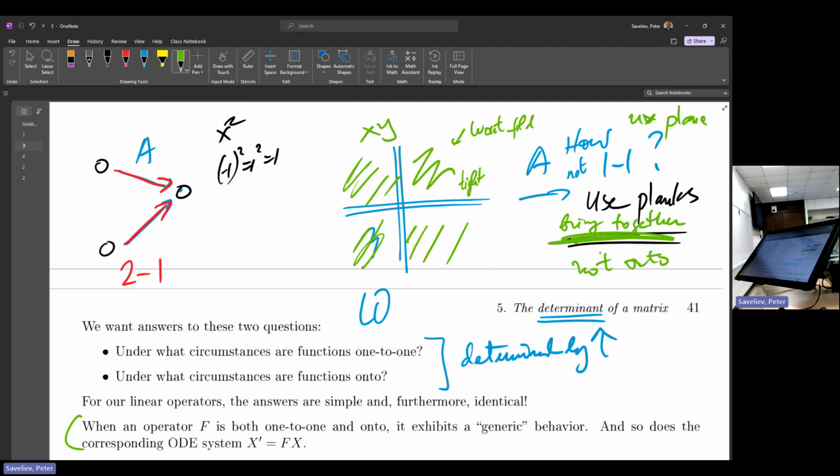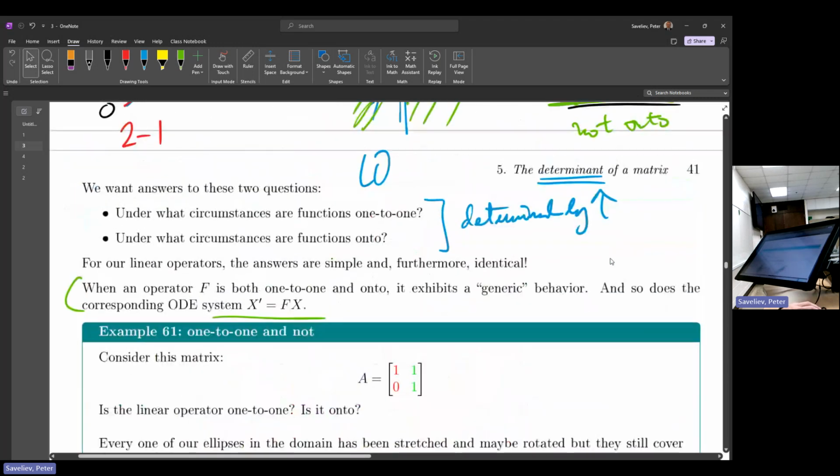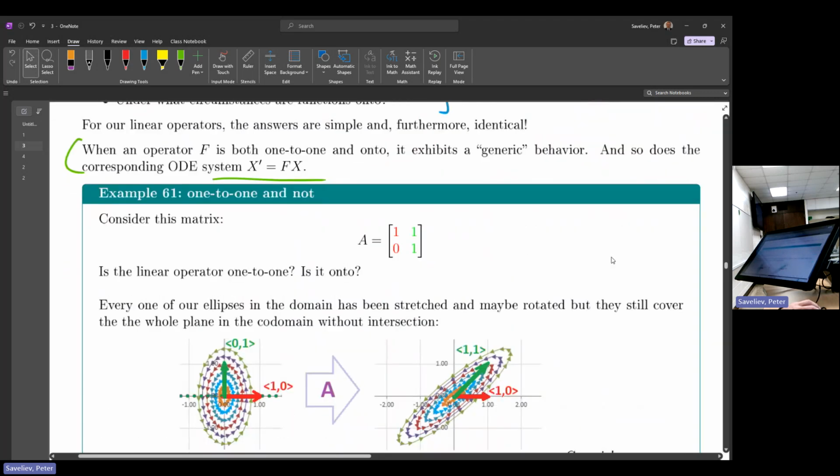So rotation is one-to-one and onto, stretch is too. Remember that discussion. What else? A flip is also one-to-one and onto. And when do we not have it? The answer is projection. A projection is a typical example of a not one-to-one function. But let's go through the examples before we get to the determinant.